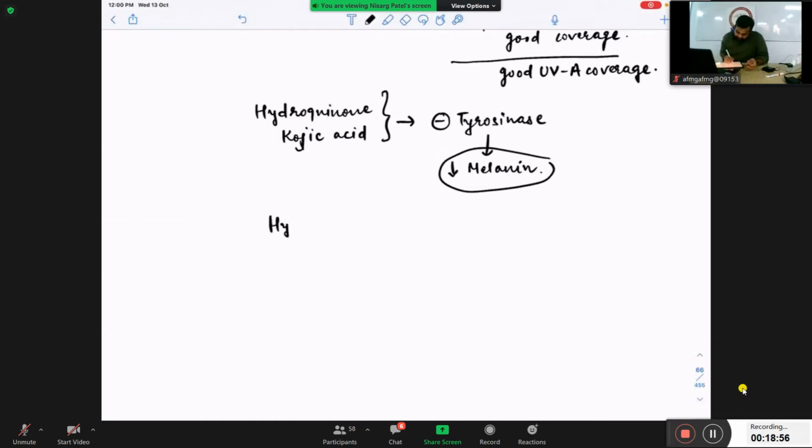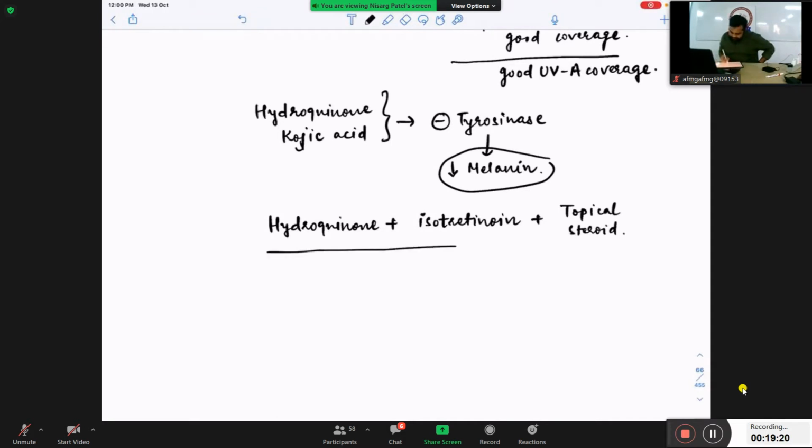So hydroquinone, there is one regimen: hydroquinone, isotretinoin with topical steroid. If any patient has an extensive darkening of the skin, I can use this three-drug combination. This regimen is the Kligman regimen.